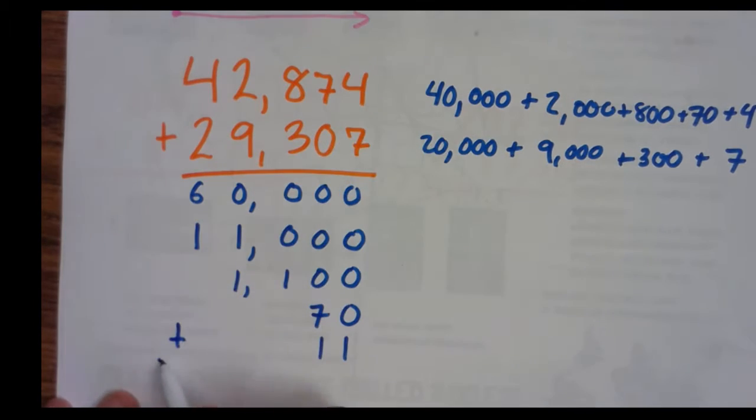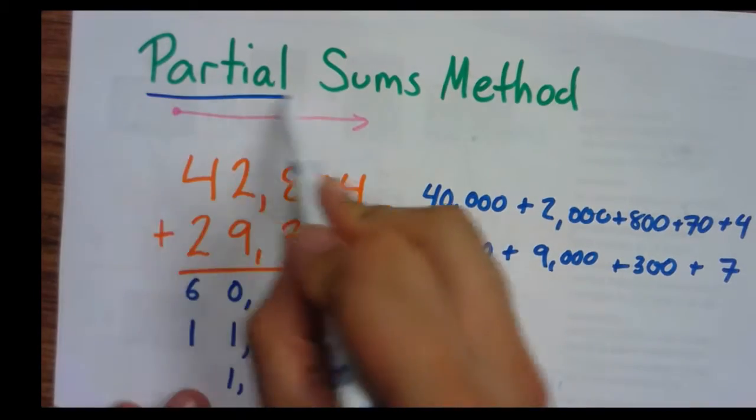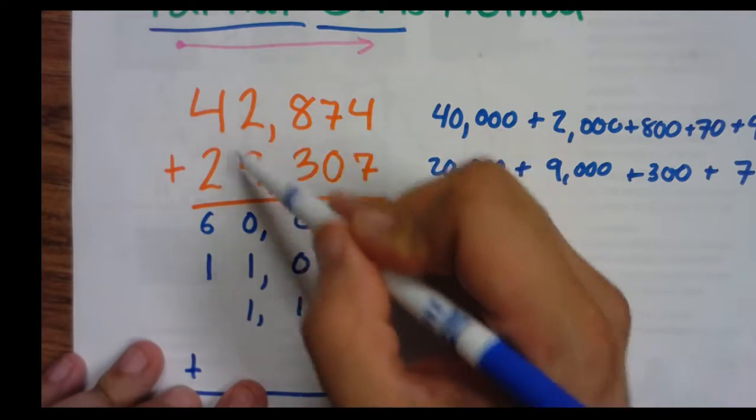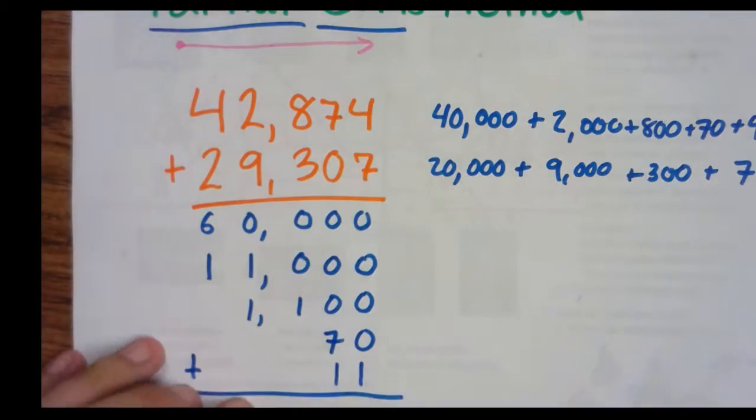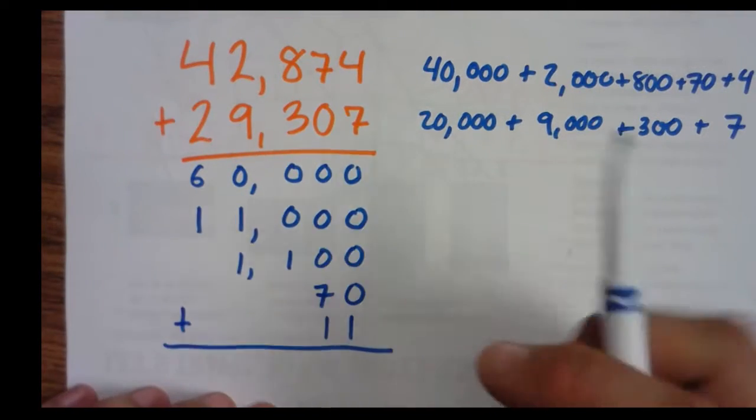And now I have to add up my partial sums. That's why we call it the partial sums algorithm. I got the sum of these digits, the sum of these, of these, of these, of these. So now I need to add that up. And for that, I do use the standard algorithm.